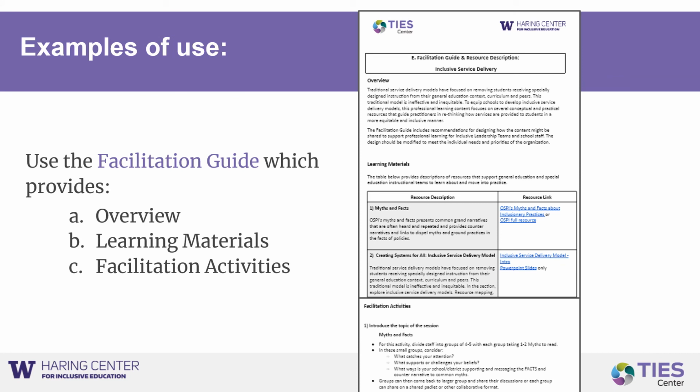Here's an example of how to use the Inclusive Service Delivery priority area. Once you follow the Facilitation Guide link, it takes you to this document. Within the Facilitation Guide, you can see there's an overview section which grounds the work and the learning, giving context about why it's important. Next, you can see that there's a table with the learning materials listed, as well as a brief description of each, accompanied by a quick link list of each resource on the right-hand side for reference as well. At the very bottom of this slide, you can see an example of the Facilitation Activities section.